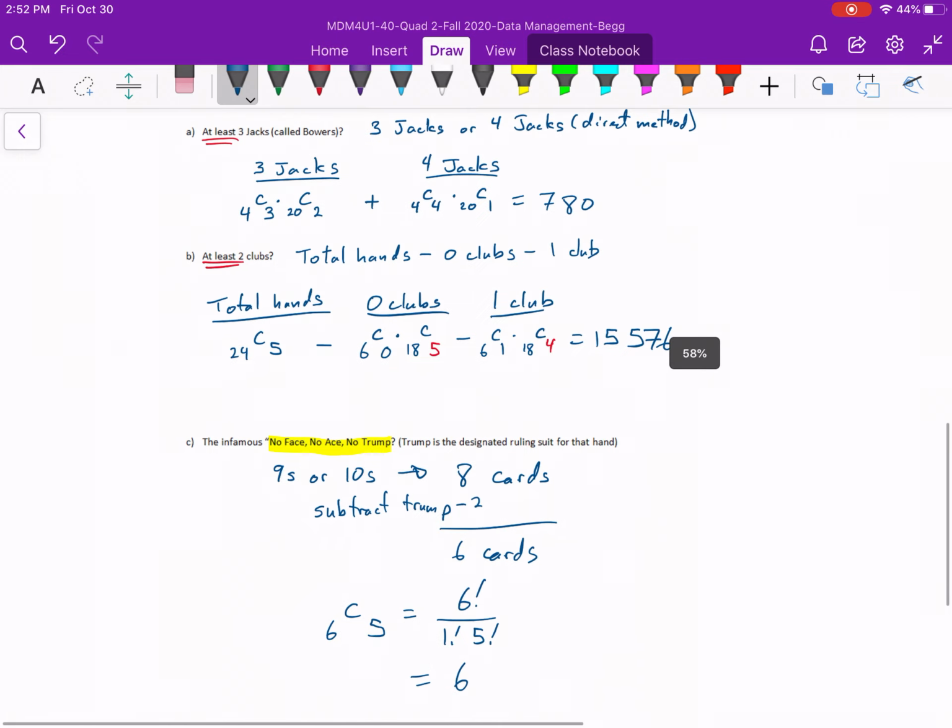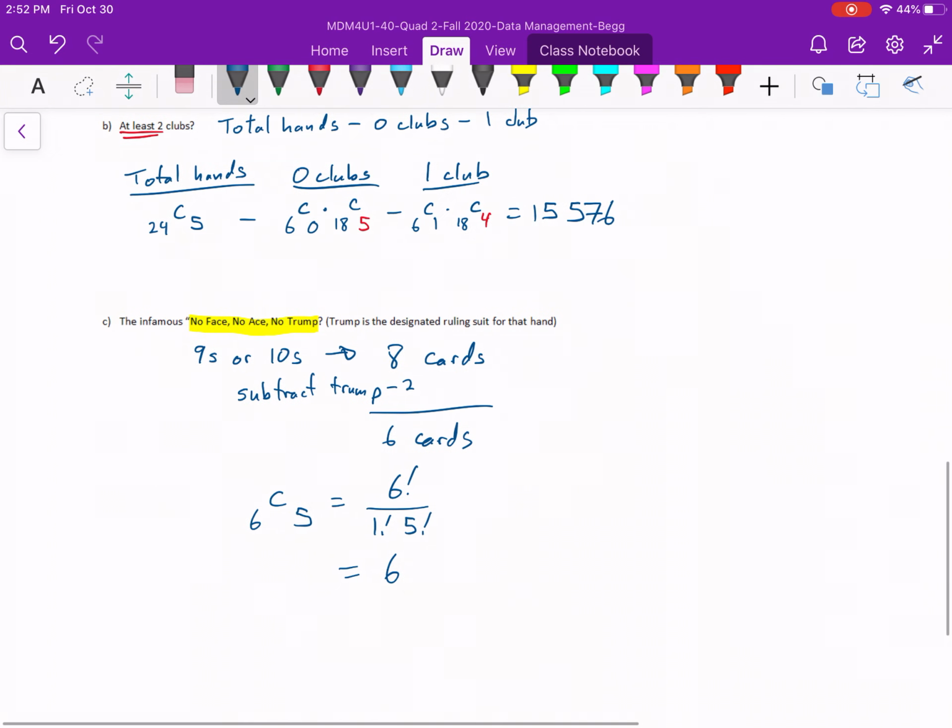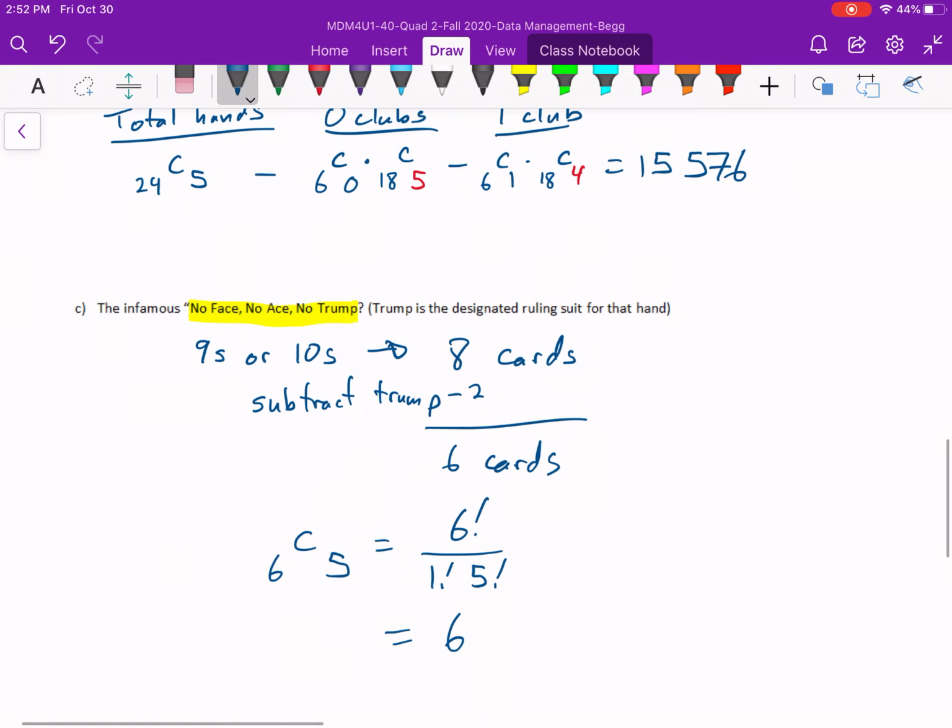And then if you remember, there's 24 choose 5 ways, total hands. That's an awful lot of hands. It's very unlikely that you're going to get no ace, no face, no trump. But it does happen. It's happened to me in the past. So I guess it just goes to show that just because something's unlikely doesn't mean that it's not possible.